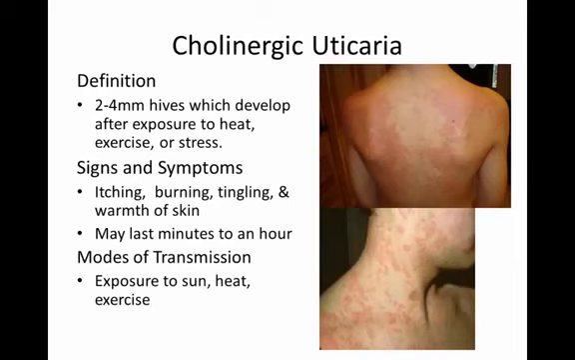Cholinergic urticaria is 4 to 6 millimeter hives which develop after exposure to heat, exercise, or stress. This is sometimes referred to as an exercise allergy. Signs and symptoms include itching, burning, tingling, and warmth of the skin. It may last minutes to hours. It is not contagious, but exposure to sun, heat, and exercise will increase the welts.